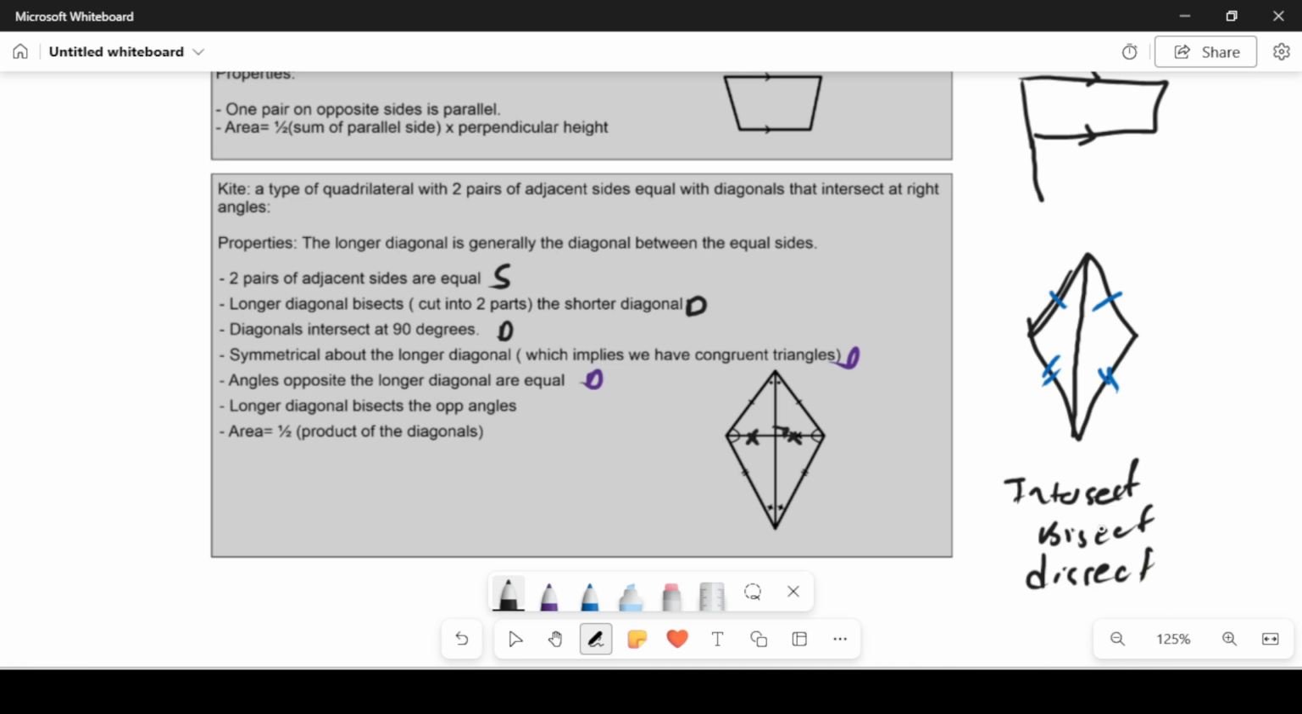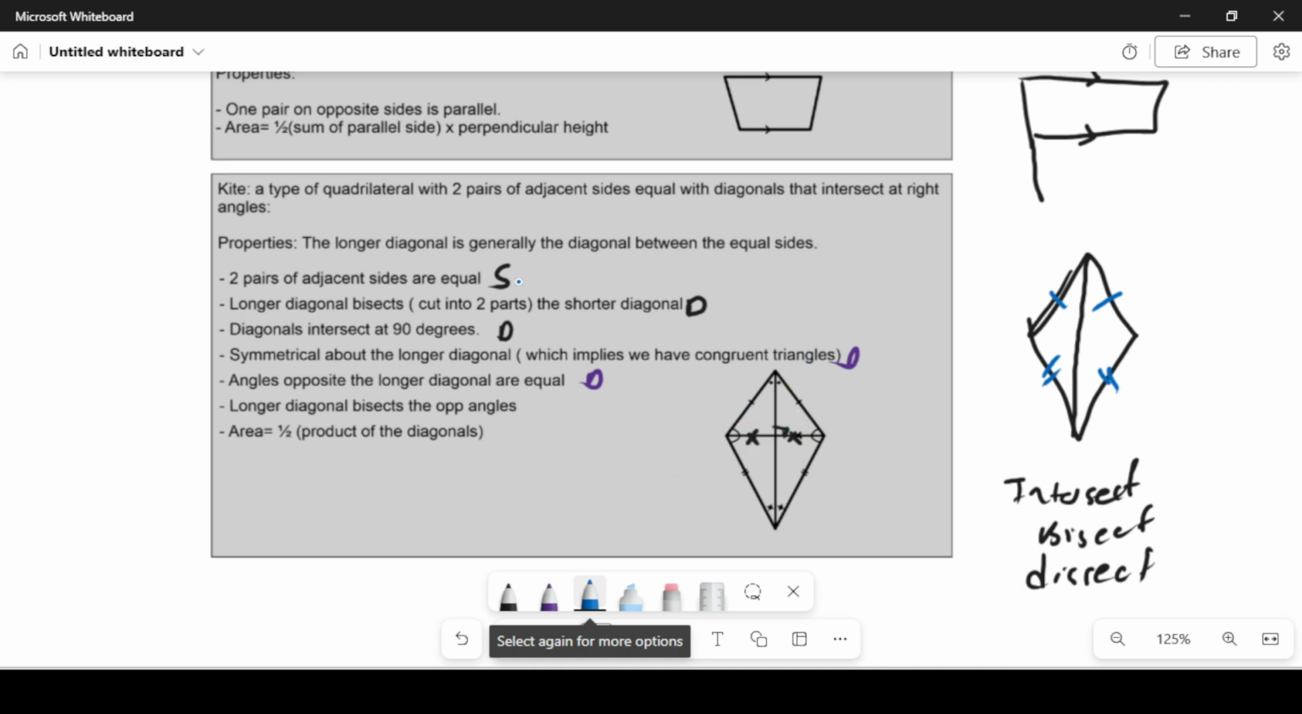And to dissect means to cut up or cut open and study. Okay? So that's what it means. And then the area of this here is half the product of the diagonals. So I'll take the length of this diagonal, I'll take the length of this diagonal, I'll multiply those lengths together, and then I'll multiply it by half. And that's how I'll get the area of this kite.